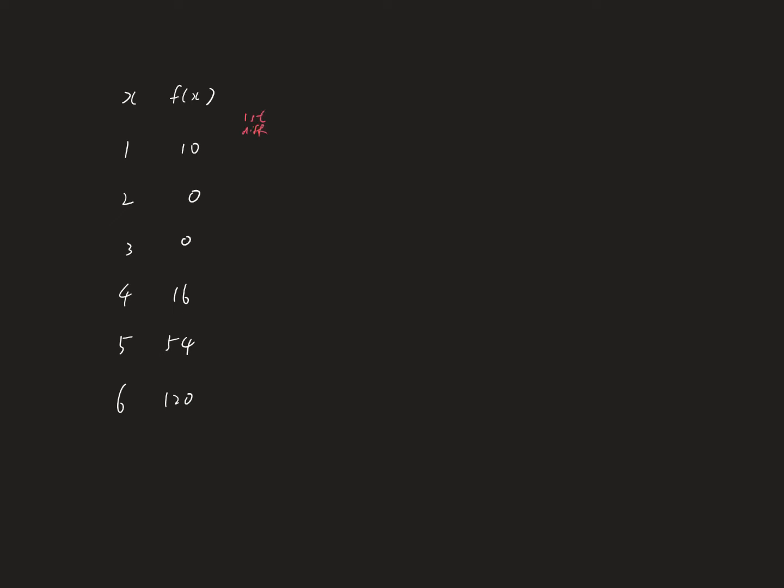It should be 10 minus 0, we get 10, 0 minus 0, we get 0, and then 0 minus 16, sorry, this one is negative 16. Then 16 minus 0, we get 16, in which 54 minus 16, we get 38, and then 120 minus 54, we get 66. So this is how we deal with the first difference.